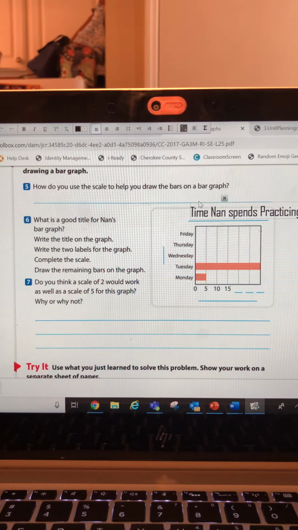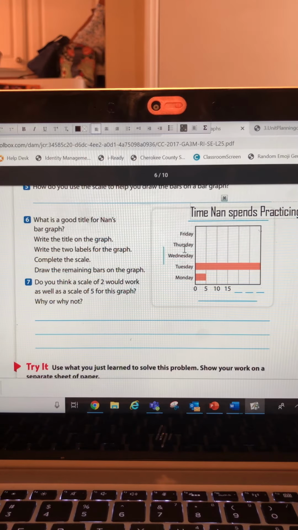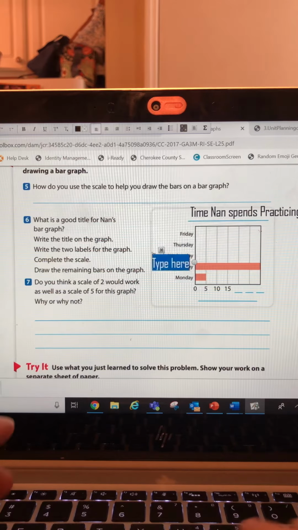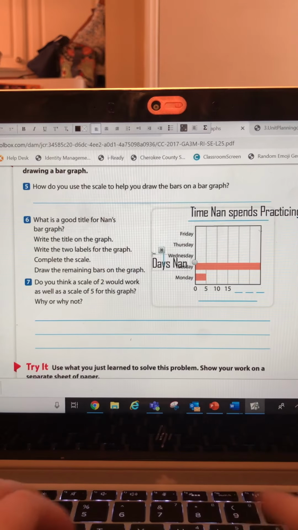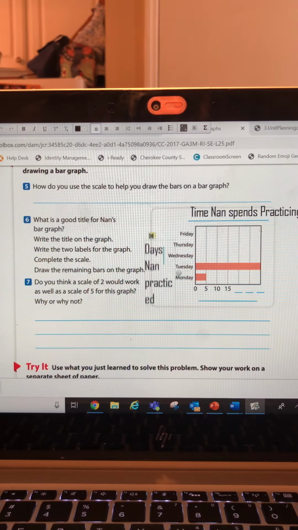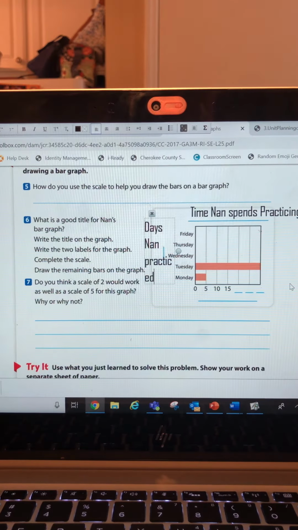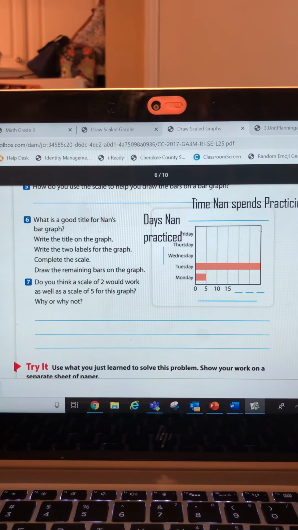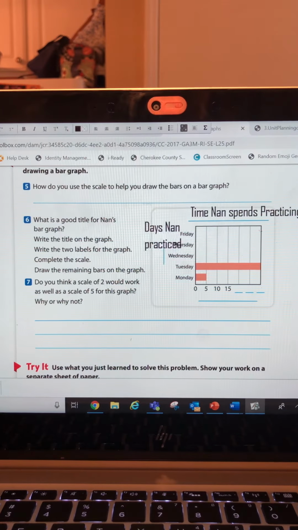And then I even have to label the days. So I'm gonna take my handy dandy pen, days Nan practiced. But I have to turn that around so it goes where it's supposed to go. It's not working. Okay. So I have my graph somewhat labeled. It's still not done. I have to finish my scale.